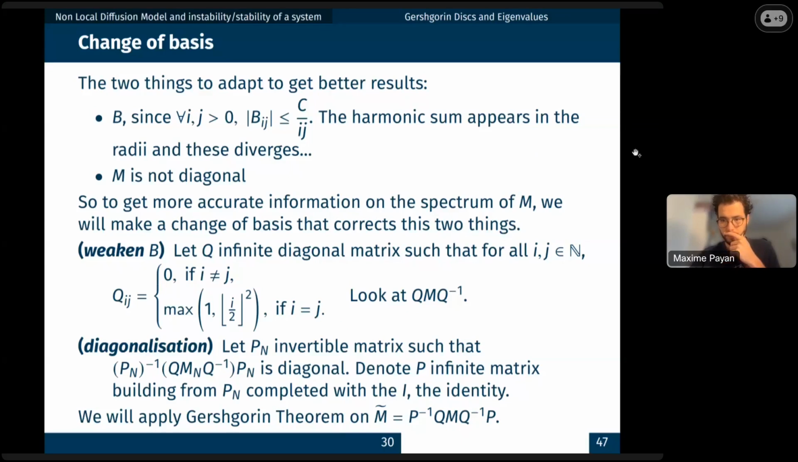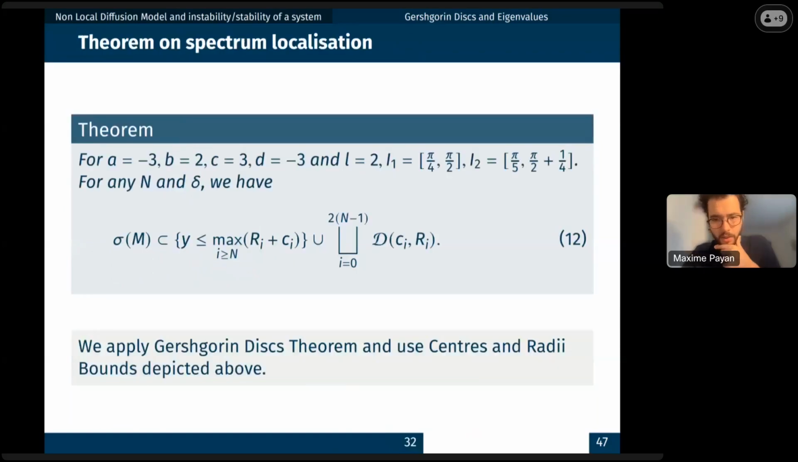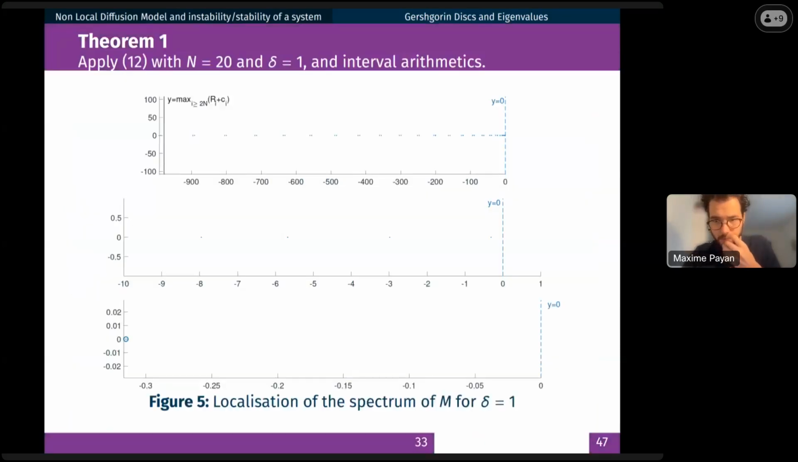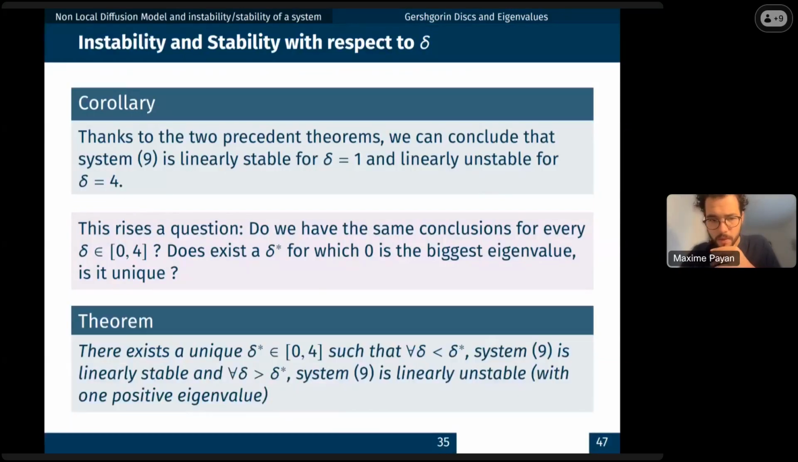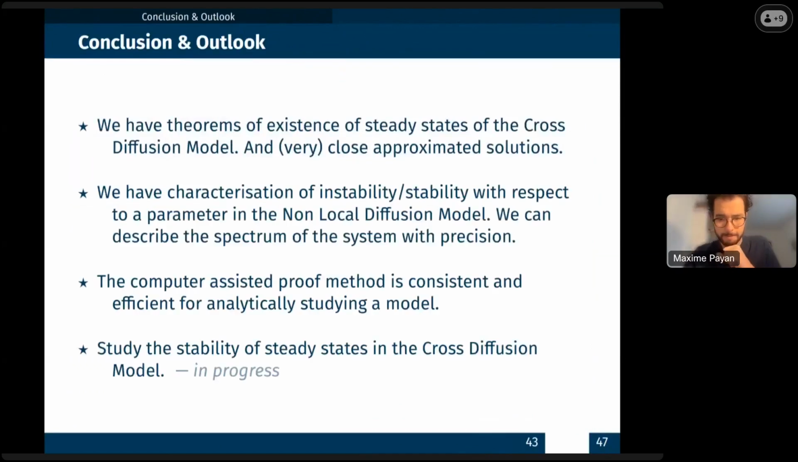So I am so curious. Can you go to your next slides? Before this slide, I also had a question. Which one? Next, conclusion. Yes, there.